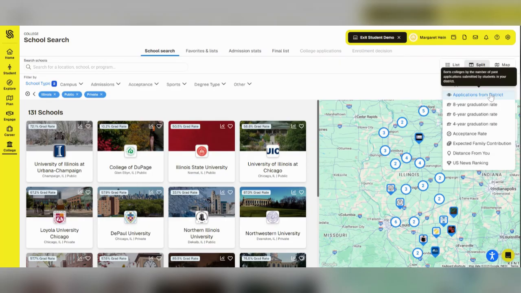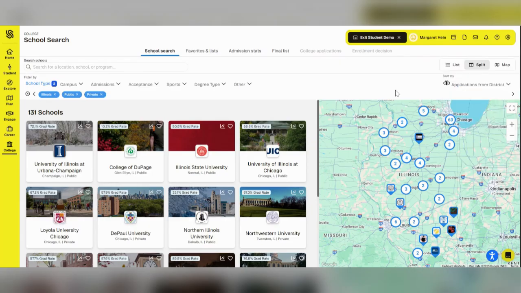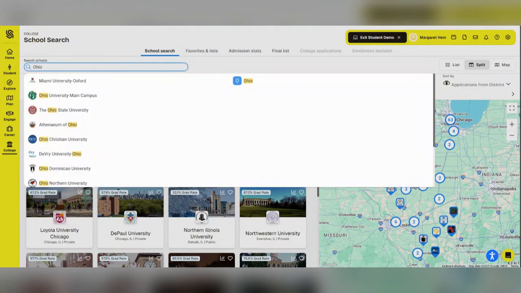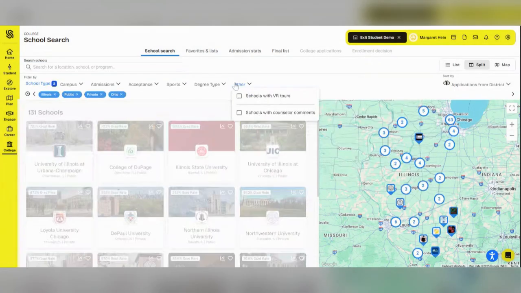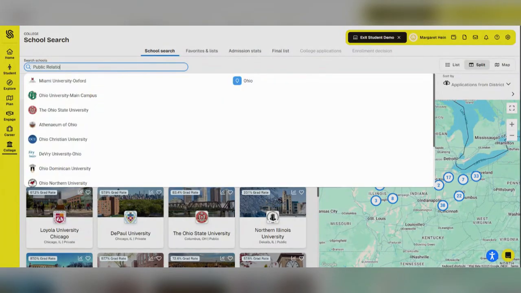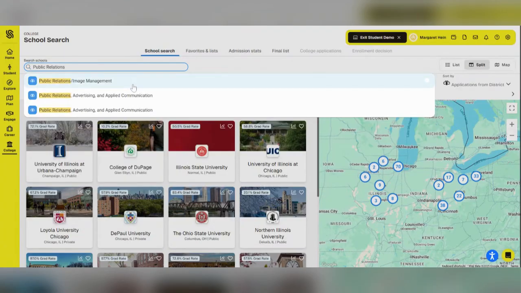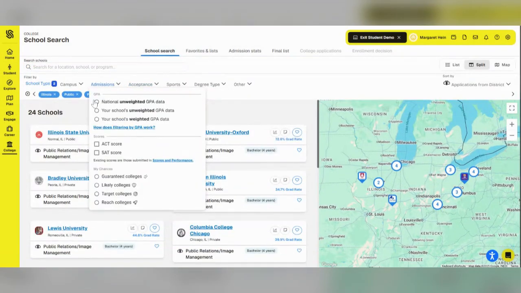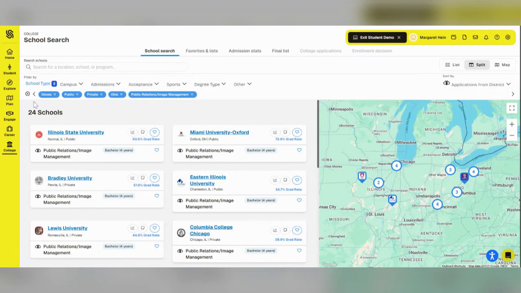But if there's more specific things that you're looking for, instead of looking at schools in the Midwest as a whole, maybe you're just looking at schools in Illinois and Ohio. You can type in individual states to just add those to your search. You also can type in degree programs. So if you were looking for a degree in public relations, you can add that as a major and it will show you the colleges and universities within the filters listed above, including what majors you're looking at.